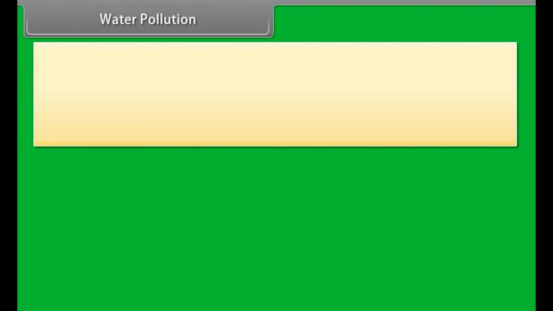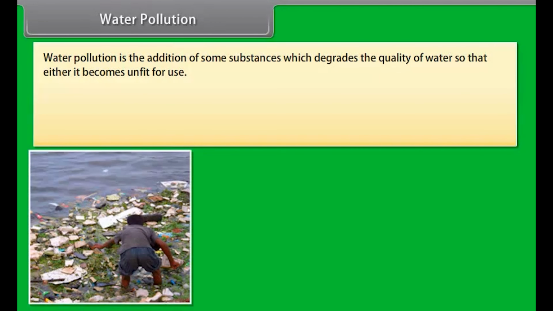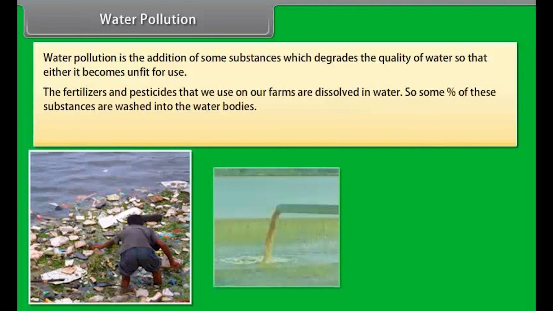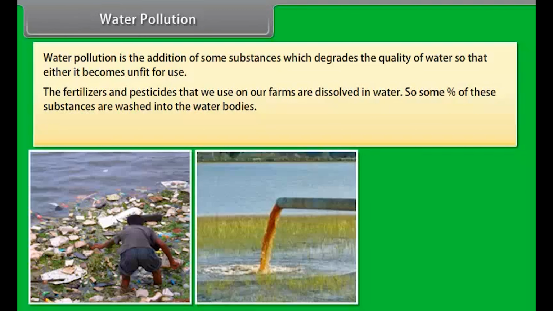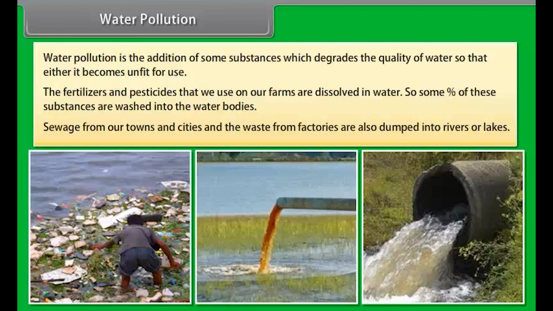Water pollution. Water pollution is the addition of some substances which degrades the quality of water so that it becomes unfit for use. The fertilizers and pesticides that we use on our farms are dissolved in water, so some % of these substances are washed into the water bodies. Sewage from our towns and cities and the waste from factories are also dumped into rivers or lakes.